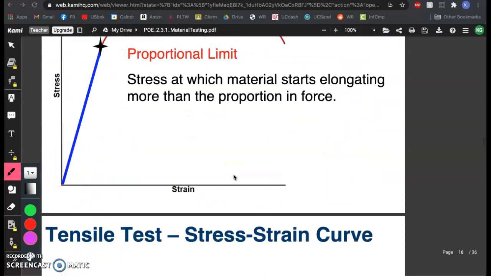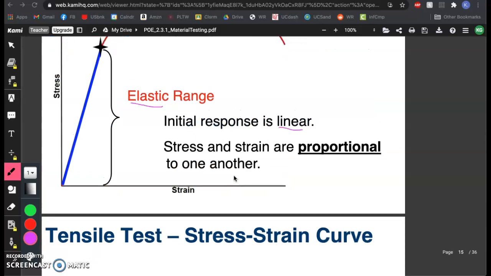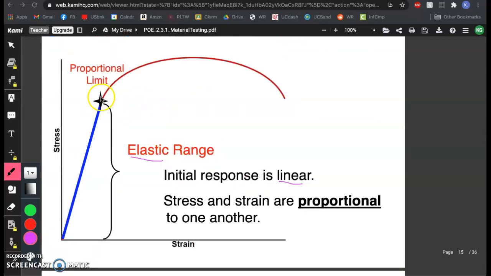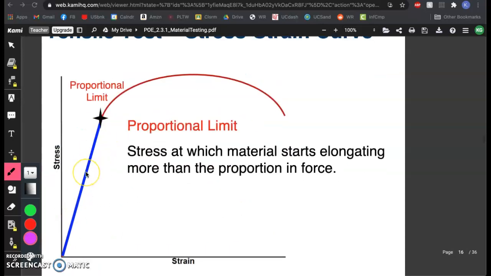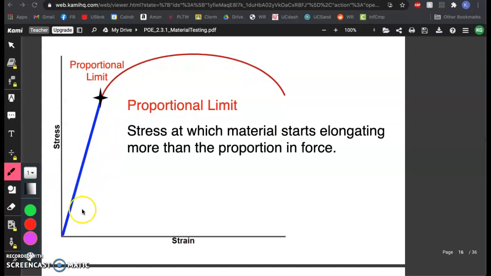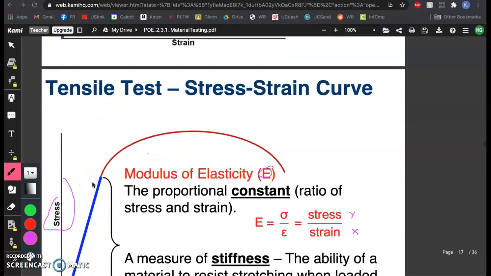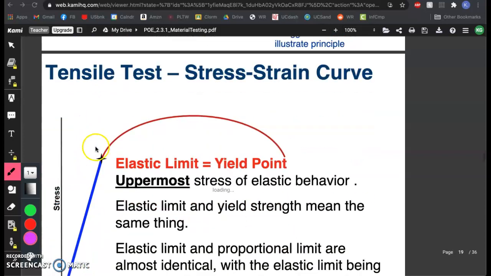So one point is called the proportional limit that you've got to know. That's when it switches over from being able to snap back and not. Okay, and then the slope of that line is your E. Here's your elastic limit. Right after that is called the yield point. That's when it starts to give up.